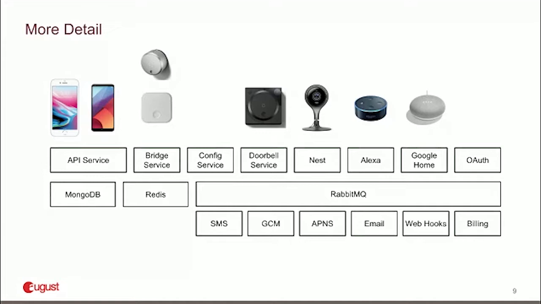And then we have billing, because we do have a subscription service relating to the doorbell camera, so for DVR. So all of those things are separate, and how we manage all of that is by using RabbitMQ to send messages to various parts of the system.